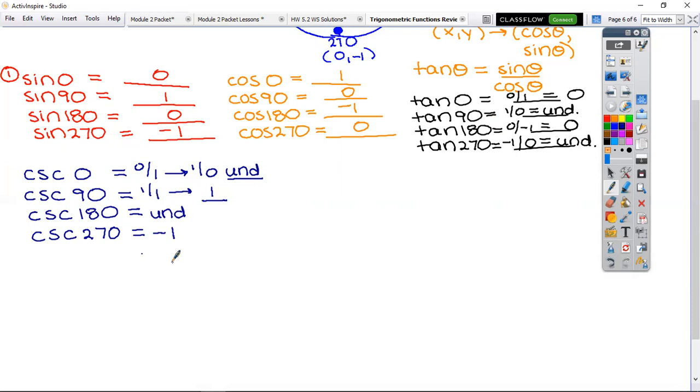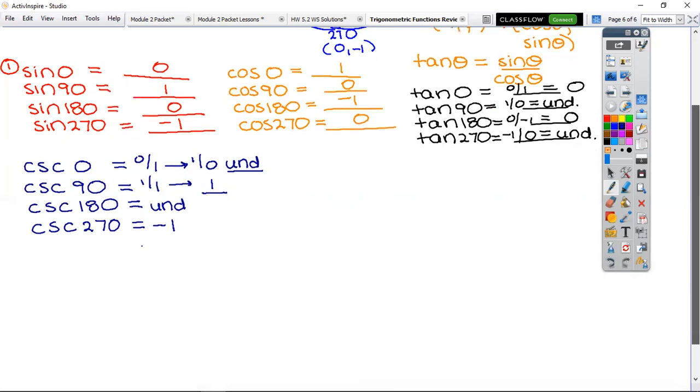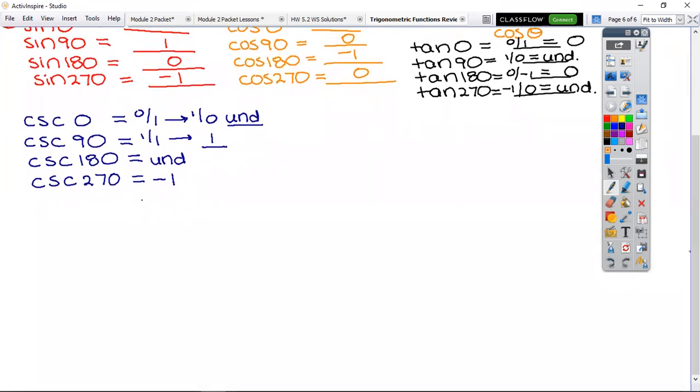So then we get into your special right triangles. Again, I'm sure you are going to remember these from years past.